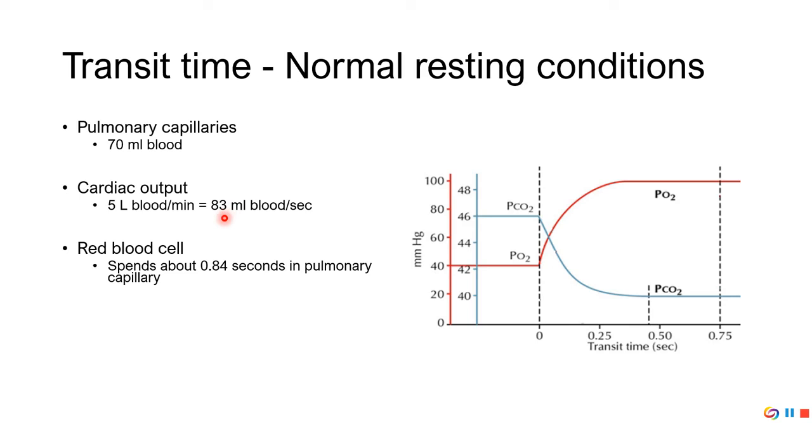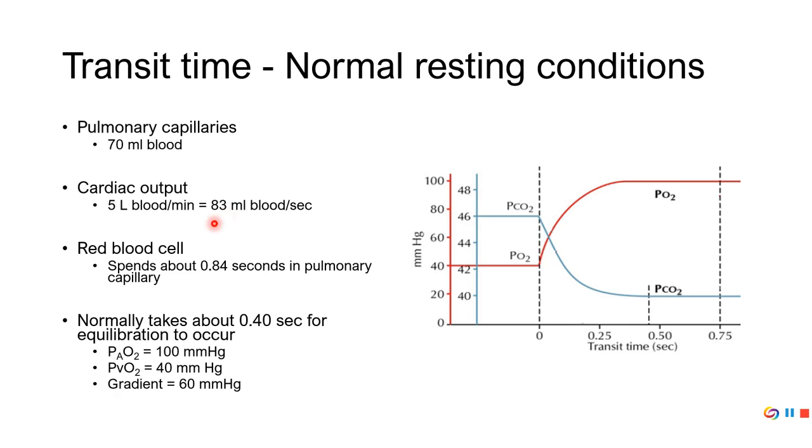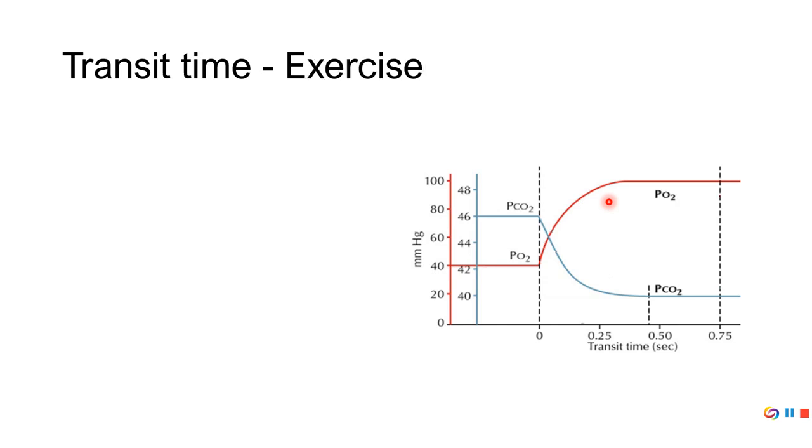All right, so under these conditions, alveolar oxygen of 100, venous oxygen of 40, so that's a gradient of 60, with the surface area and all the other things, it takes about 0.4 of a second for equilibration to occur. And we see that here. Okay, notice that we flatline, or that oxygen stops increasing after about 0.4 of a second. Okay, so plenty of time. It's normally in there for 0.8 of a second. We're in there for 0.4, no big deal.